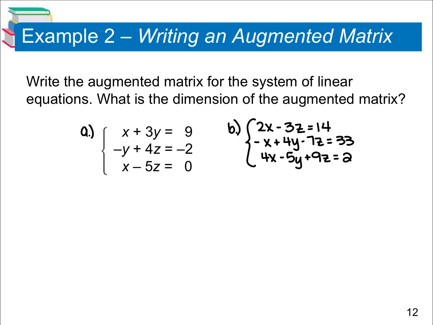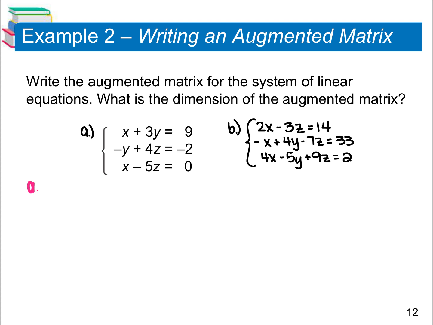For your last examples, it tells you to write the augmented matrix for the system of linear equations, and it asks you for the dimensions of the augmented matrix. We're not going to do that. We're just going to write the augmented matrix for both of these. For example A, you are given x plus 3y is equal to 9, negative y plus 4z is equal to negative 2, and x minus 5z is equal to 0.